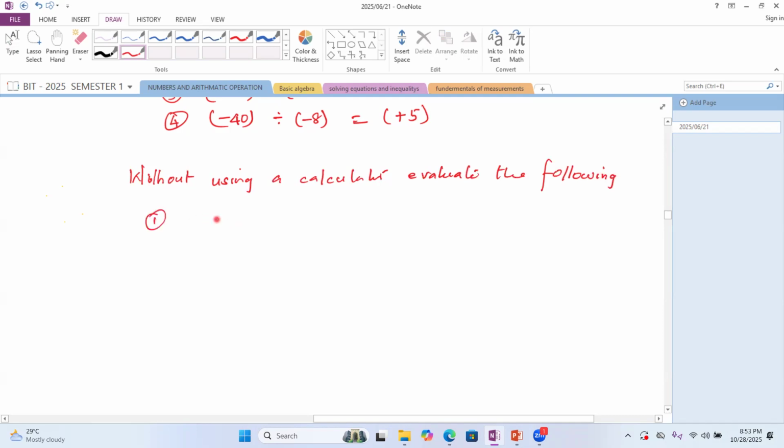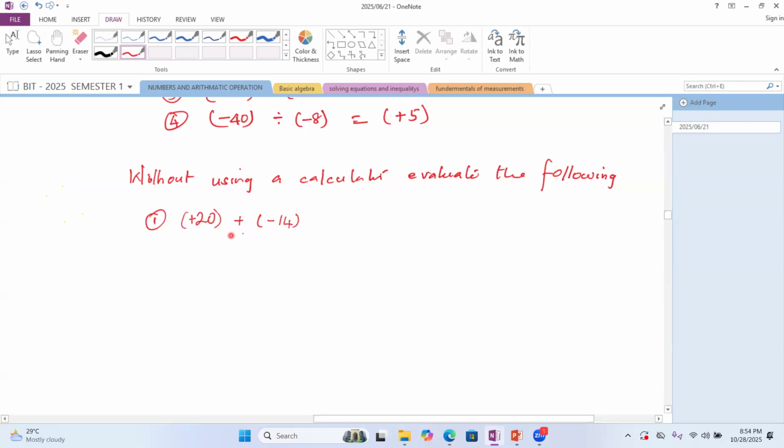First one, 18 or not 18. Right. Yes. 20 plus minus 14. So we should know 20 means positive.